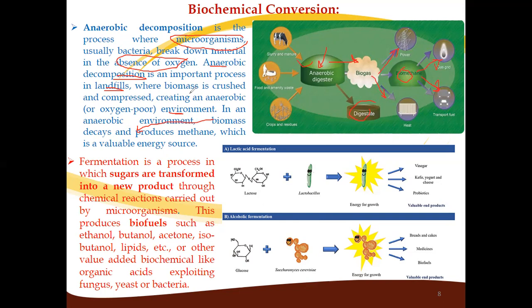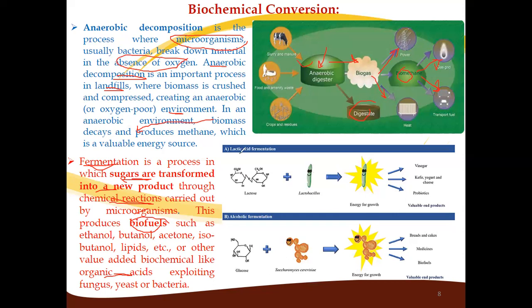Another process of biochemical conversion is fermentation. Fermentation is a process in which sugars are transformed into new products through chemical reactions carried out by microorganisms. This produces biofuels such as ethanol, butanol, acetone, isobutanol, lipids, and other value-added biochemicals like organic acids, exploiting fungus, yeast, and bacteria.